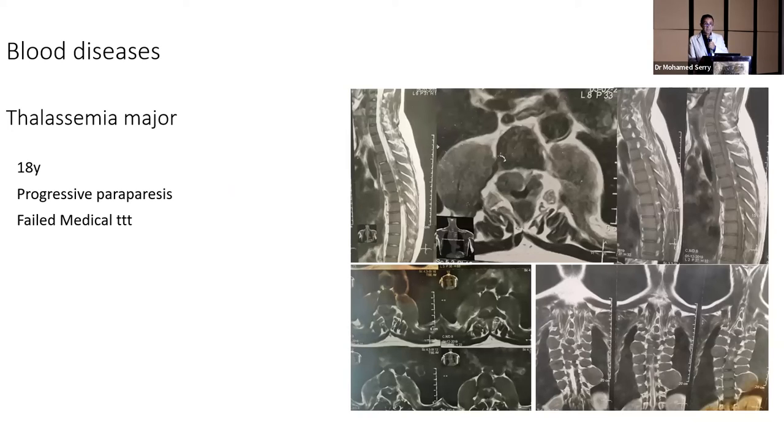Tumor-like conditions may occur in blood diseases. This is a known case of thalassemia major, patient 18 years old, presented with progressive paraparesis with failed medical treatment till the patient became bedridden. What is the most probable diagnosis in thalassemia?